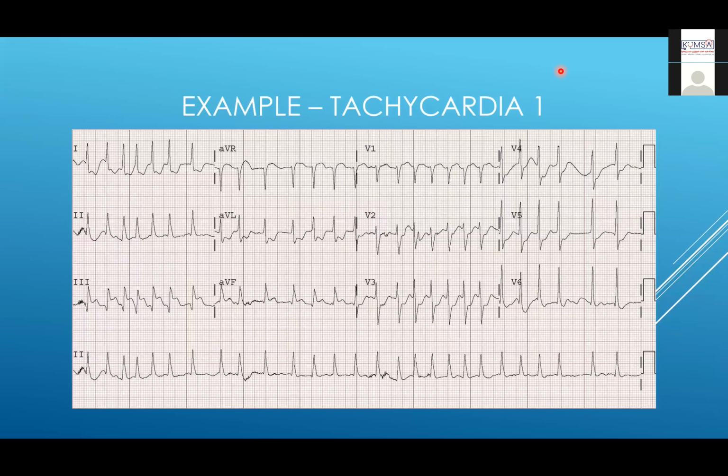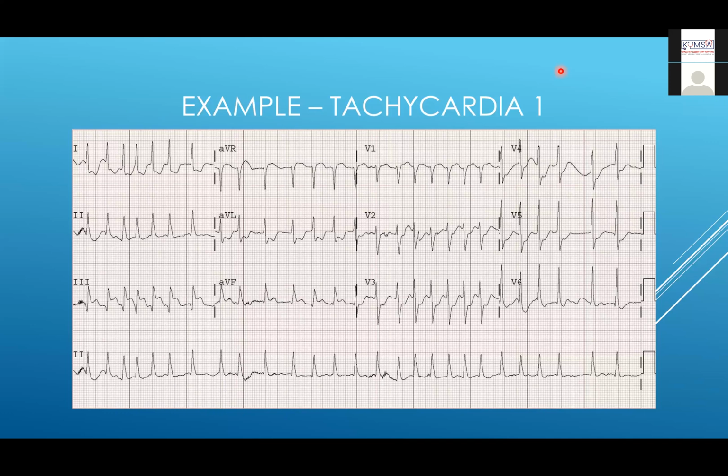Okay, let's move on to tachycardia. It's a very broad topic, and especially for SVTs, there are many different ECGs to go through, so I only picked a few of them, and we'll go through them one by one.